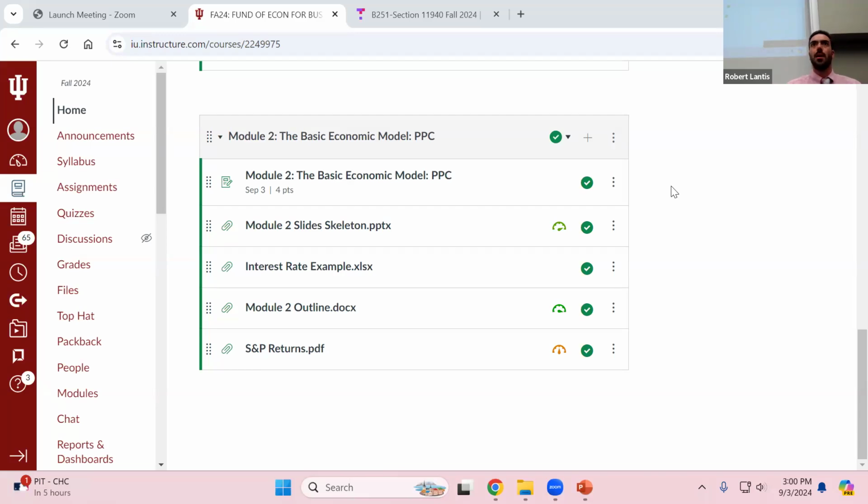I also had set it so you can now see your grade and results from quiz 1. That should be under the grades tab on Canvas. You should be able to see that now as well.